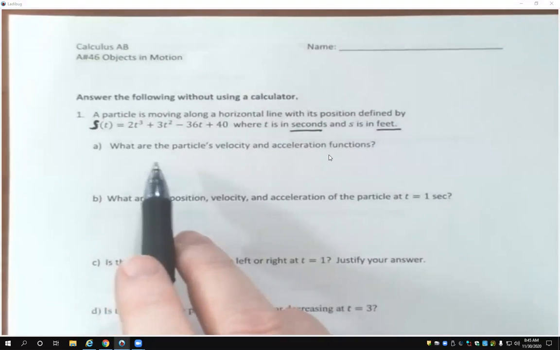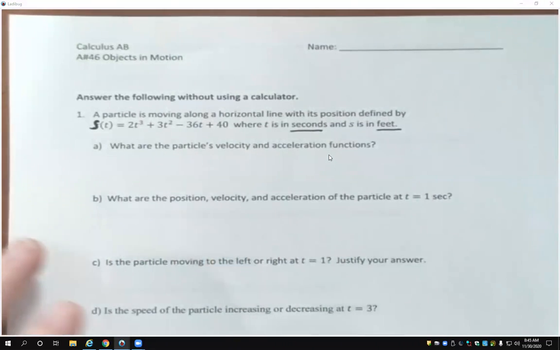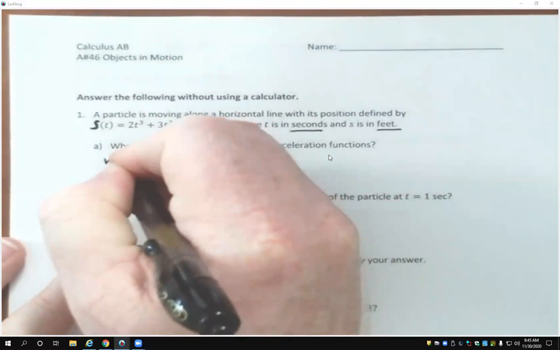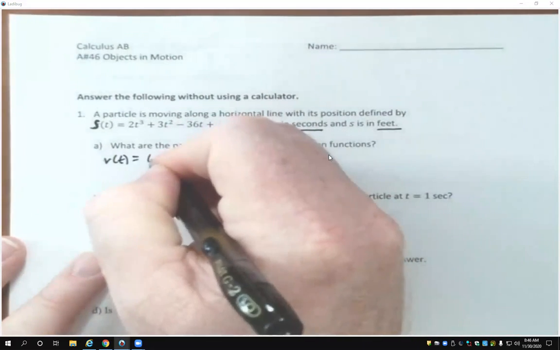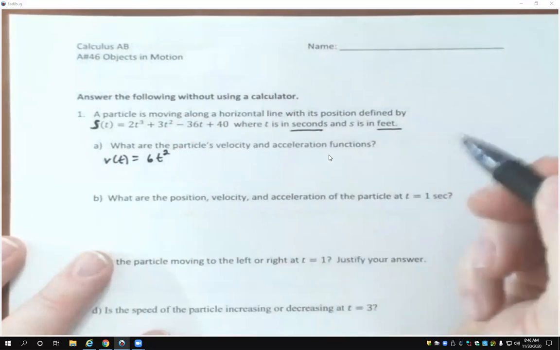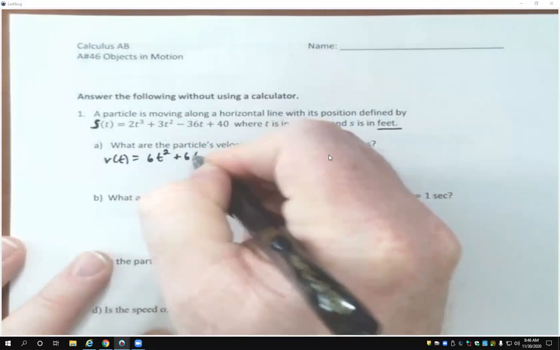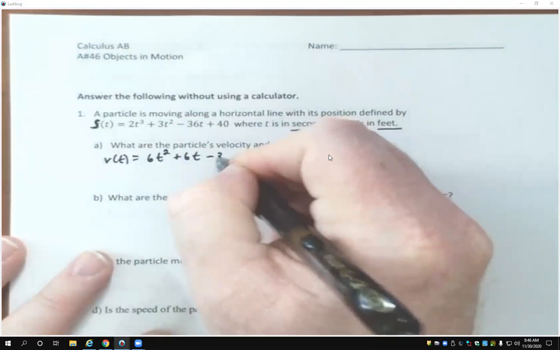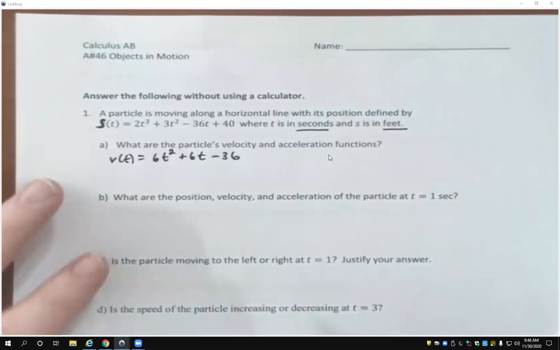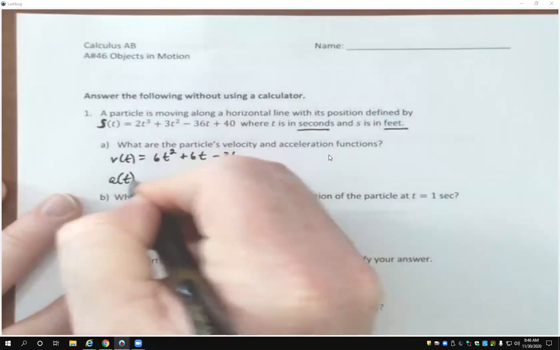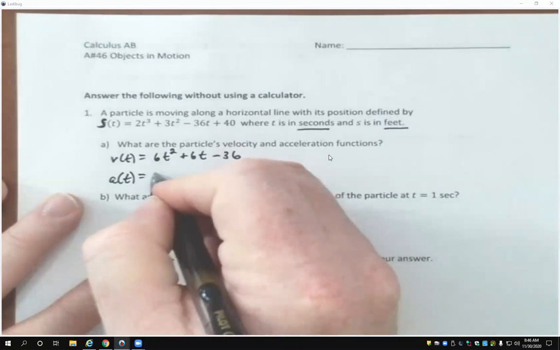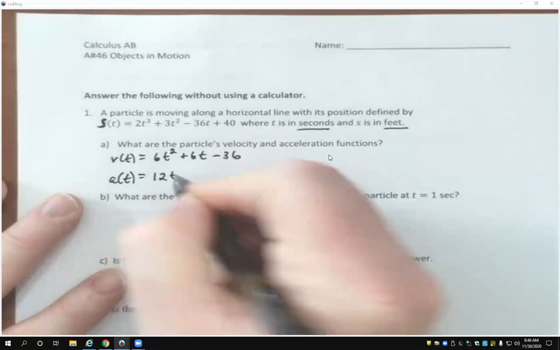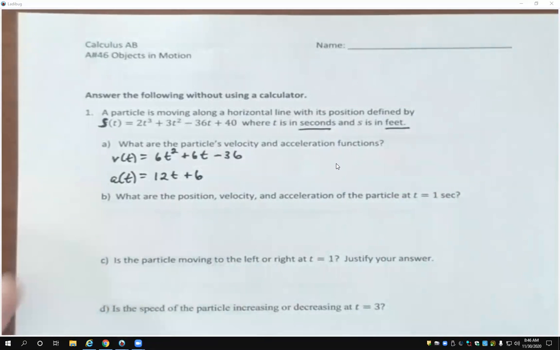Okay. What are the particle's velocity and acceleration functions? So we're just finding derivatives. So v of t is equal to, the derivative of this is 6t squared plus 6t minus 36. And a of t, which is our acceleration function, is going to be the derivative of velocity, which is 12t plus 6.